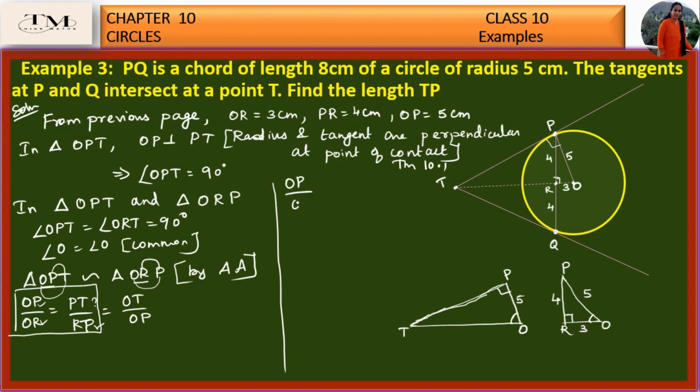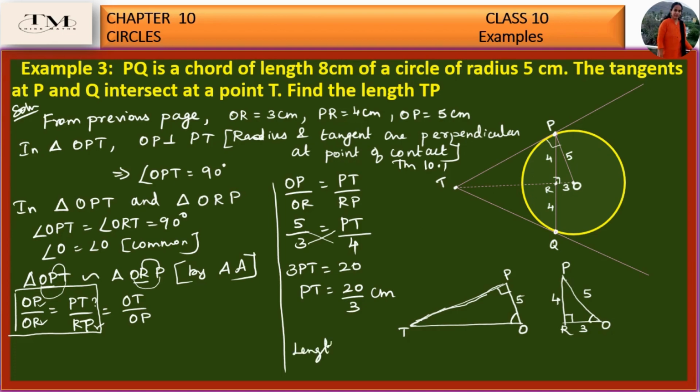OP by OR equal to PT by RP. OP is 5, OR is 3, PT we need to find out, and RP and PR are the same, it is 4. So just cross multiply: 3 into PT will be equal to 5 into 4, and 5 into 4 is 20. So PT will be equal to 20 divided by 3 centimeter. So the PT value is 20 by 3. Length PT or TP are both the same, so length TP is equal to 20 by 3 centimeter.